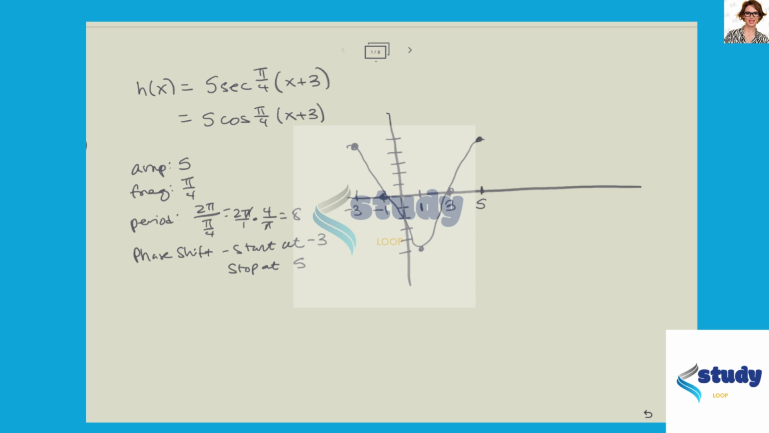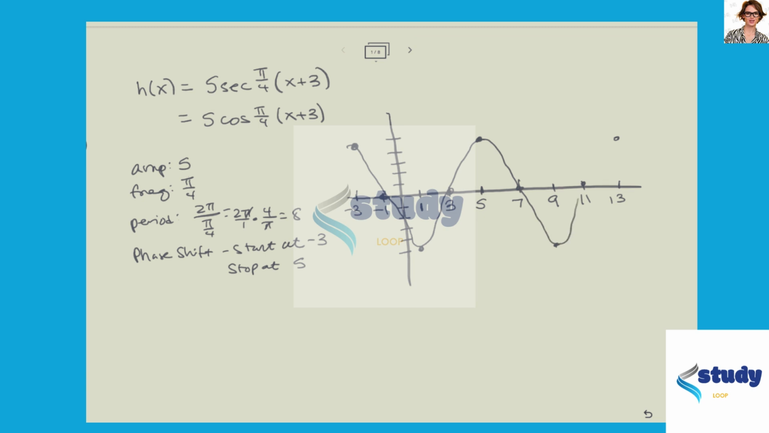I'm going to do a second period. Each period is 8 in length. So I'm going to add 8 to 5, and that's going to take me to 13. Halfway between 5 and 13 is 9. And halfway between 5 and 9 is 7. Between 9 and 13, I have 11. So I'm going to have this happening now.